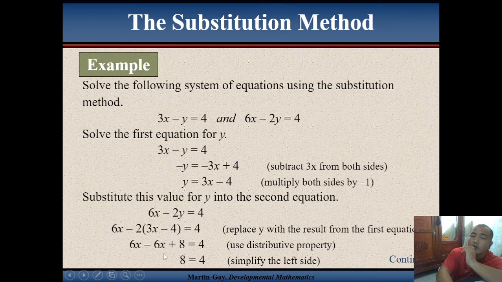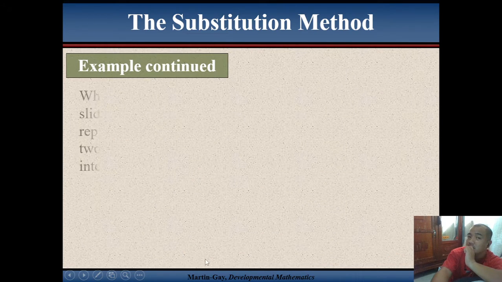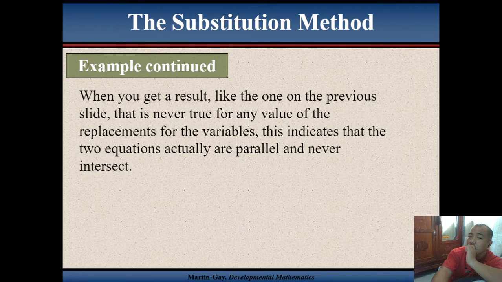Then, what will happen if we have solved the equation like this? In the previous example, 20 equals 20, pero dito it's not equal. 8 is not equal to 4, right? So what do you think is this? When you get a result like the one on the previous slide, that is never true for any value of the replacement for the variables. This indicates that the two equations actually are parallel and never intersect.